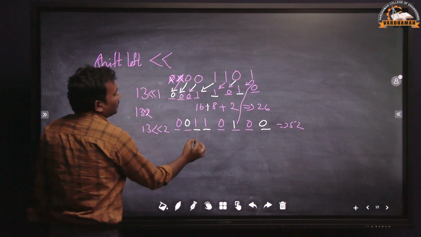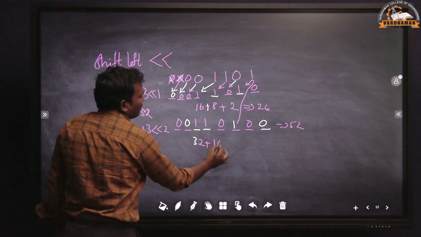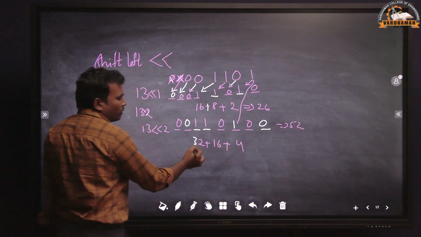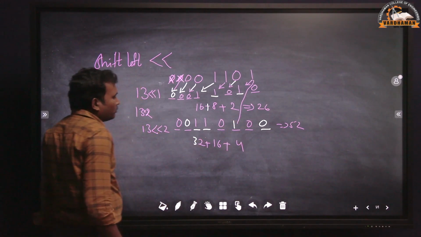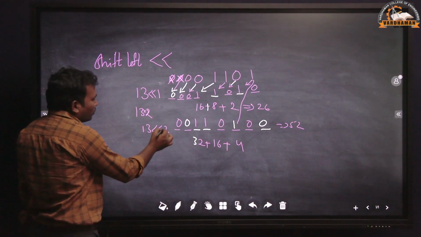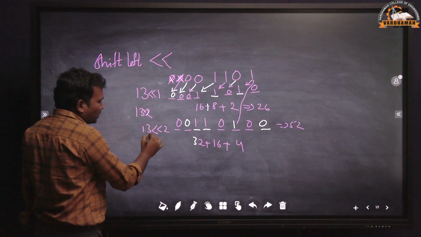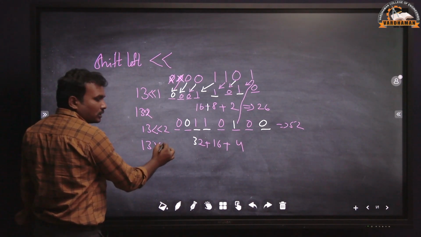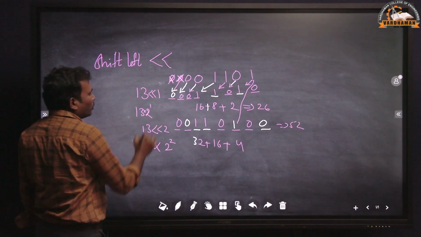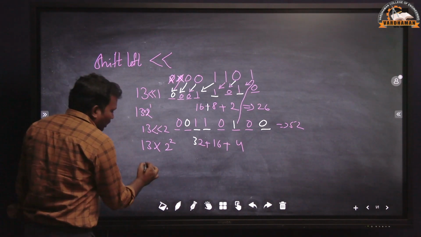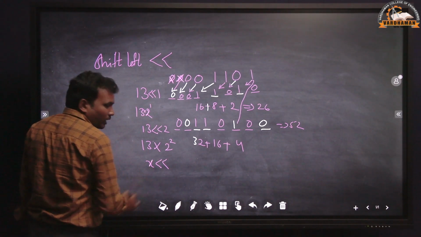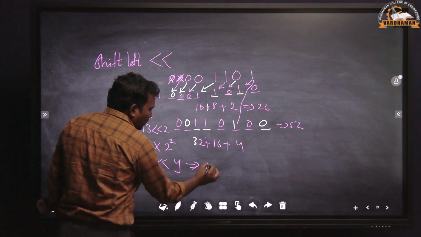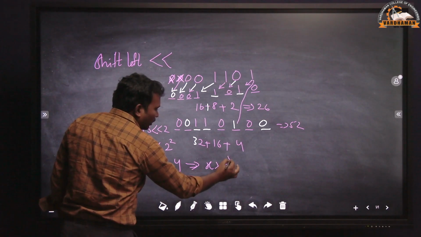How 52? 32 plus 16 plus 4. So 16 plus 4 is 20, 20 plus 32 is 52. So the value became 52. That means when you are shifting left by 2 positions, it is 13 into 2 power 2. Here it was 2 power 1. So if you are shifting x by y positions, it is nothing but x into 2 power y.